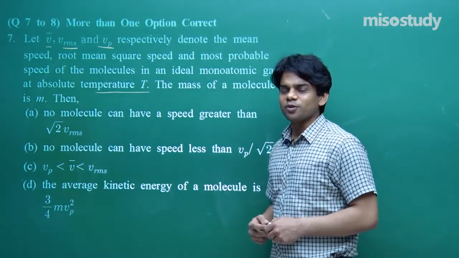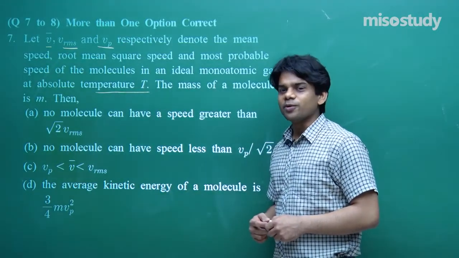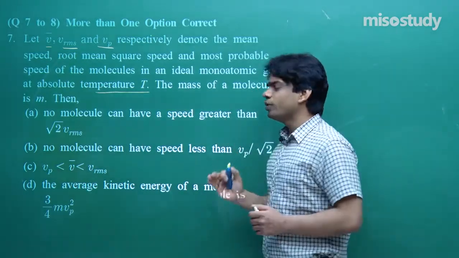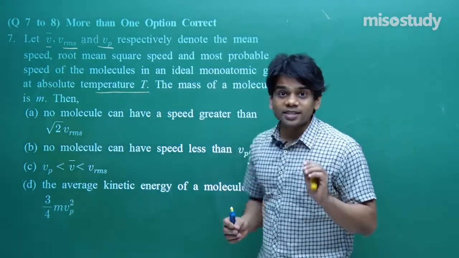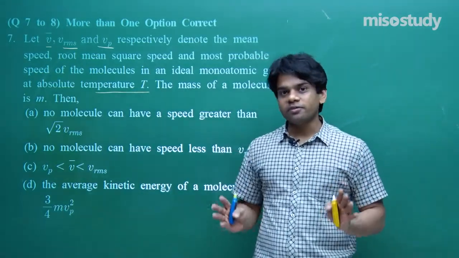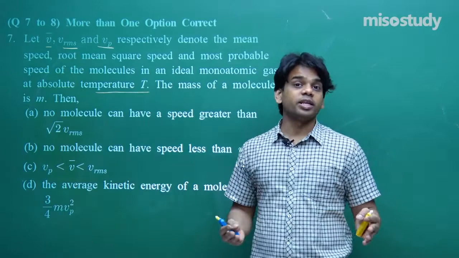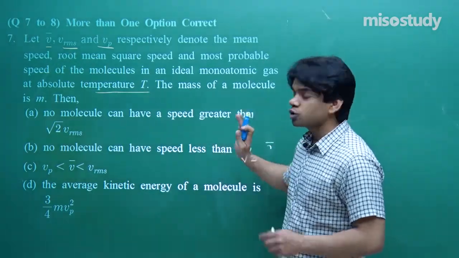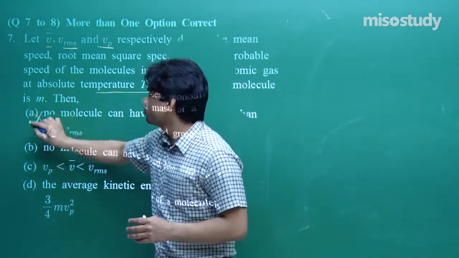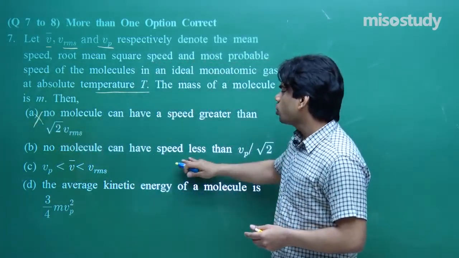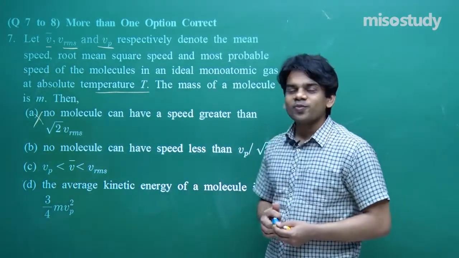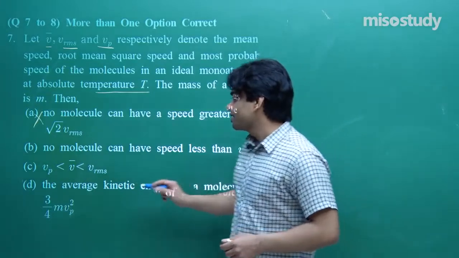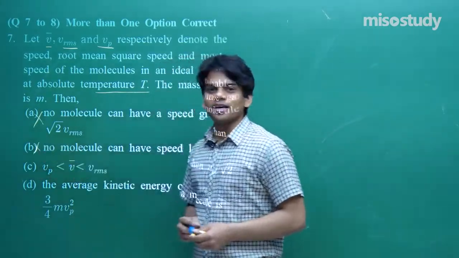Let's try to find out how we can actually evaluate this. First of all, let me talk about option A. No molecule can have a speed greater than root 2 V RMS. See, a molecule in a gaseous container can have any speed. We never commented that this is the maximum speed or the minimum speed. They can have any speed, so we cannot say that. A option will be incorrect. B, no molecule can have a speed less than Vp by root 2. Again, we cannot comment on the minimum speed of the gas, so it can be even less than this also. So this is also incorrect.